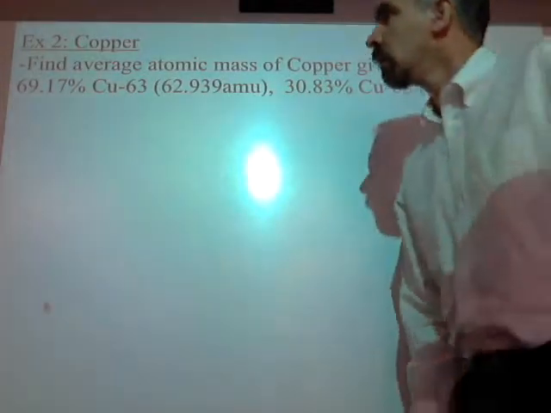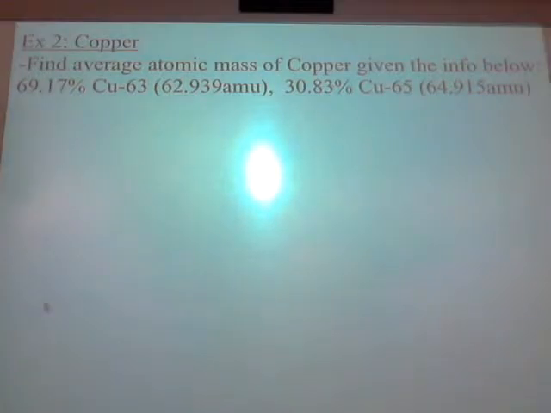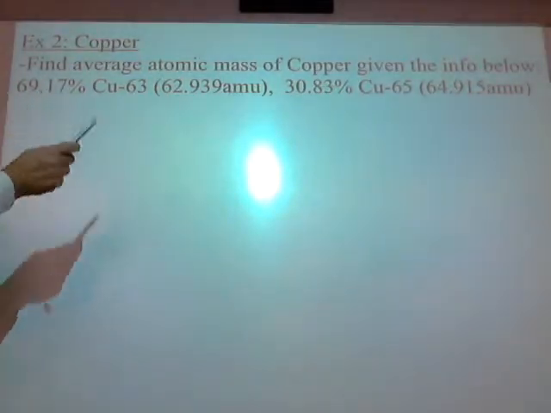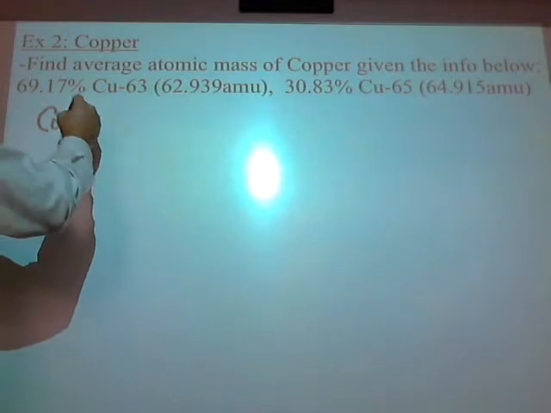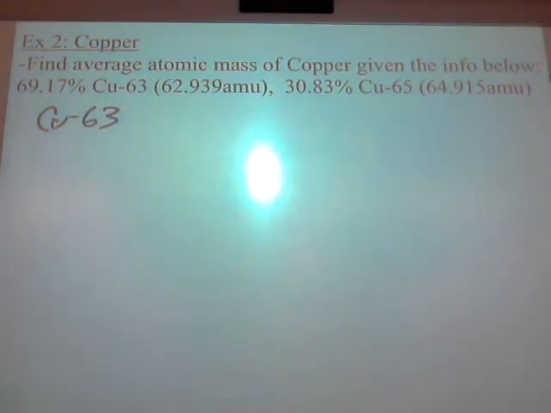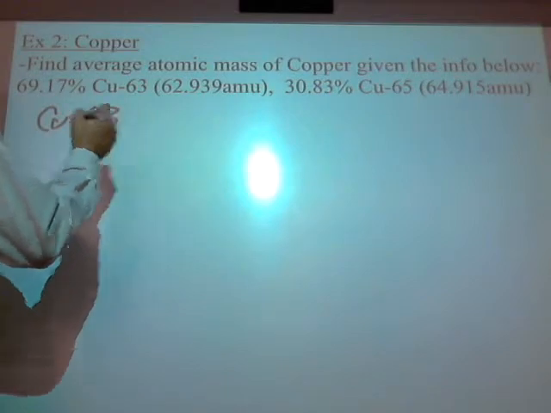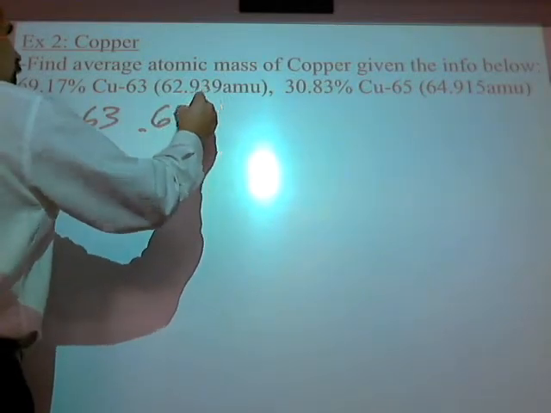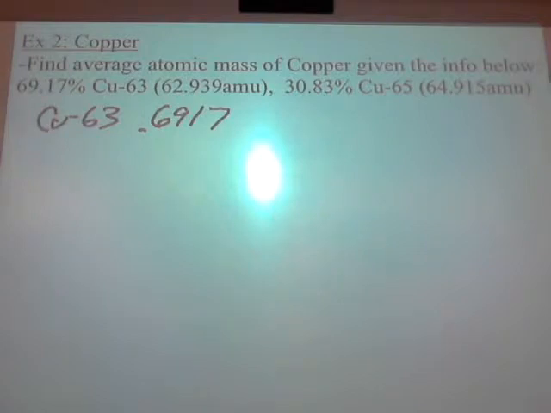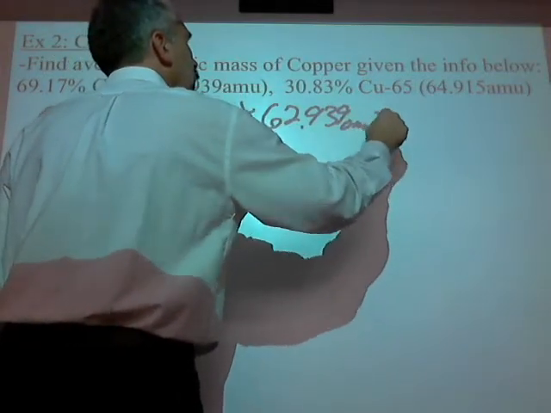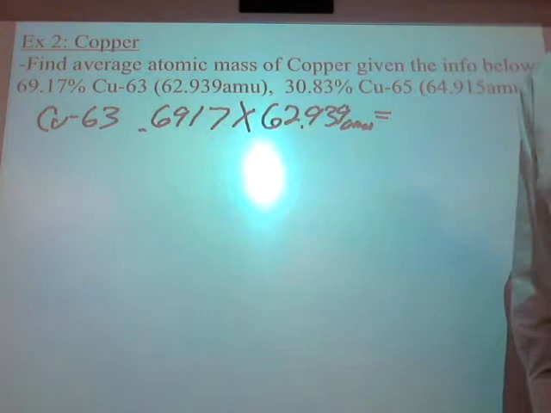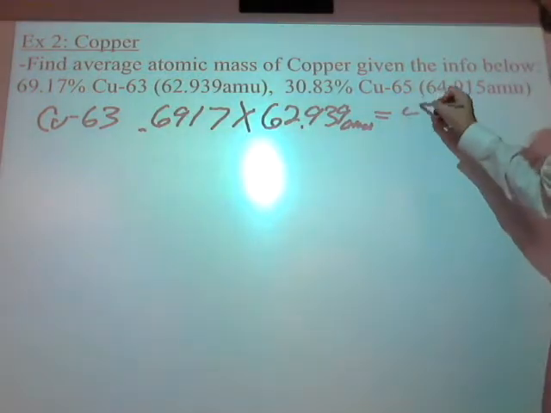All right, everybody got that copied? Same basic idea as before. I'm going to move the decimal place over 2 spaces. So tell me, what 2 numbers am I going to multiply together here, Maddie? For copper 63. Correct, 0.6917 times... Right. And you get 43.53.